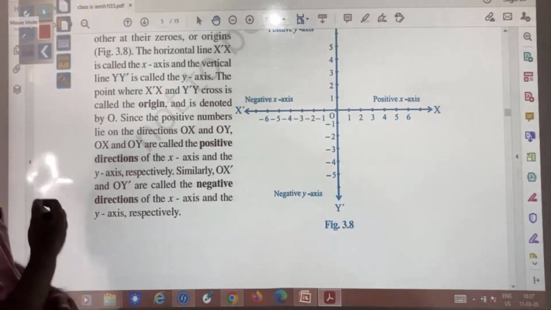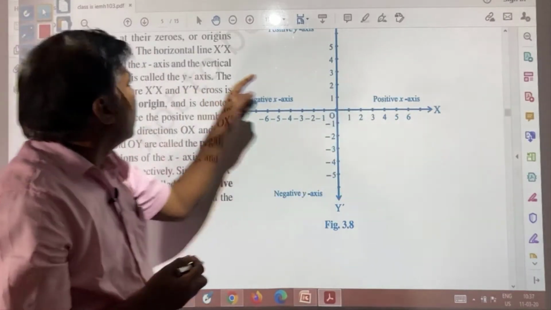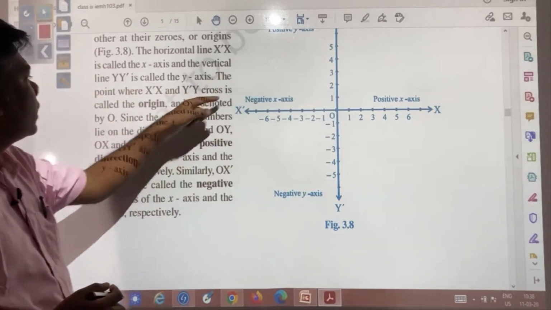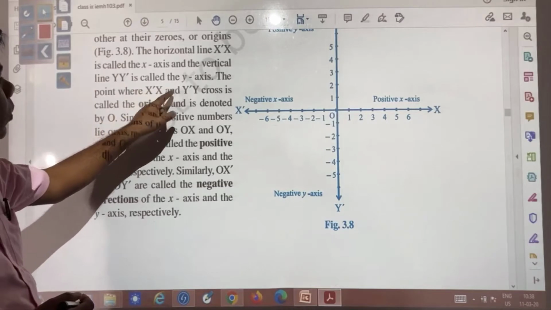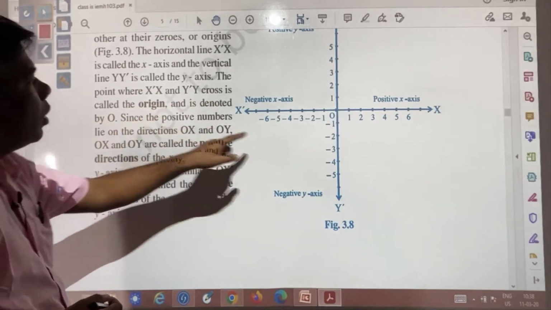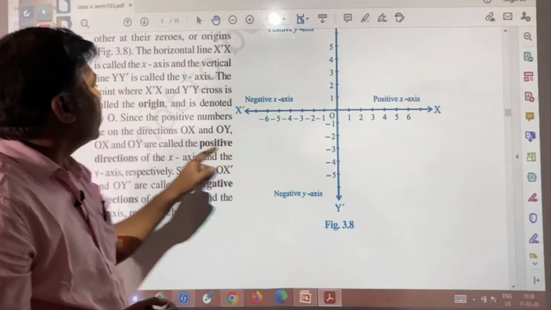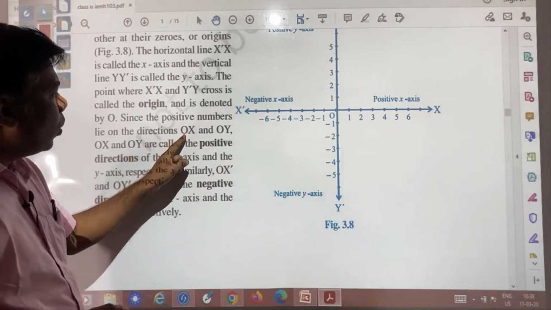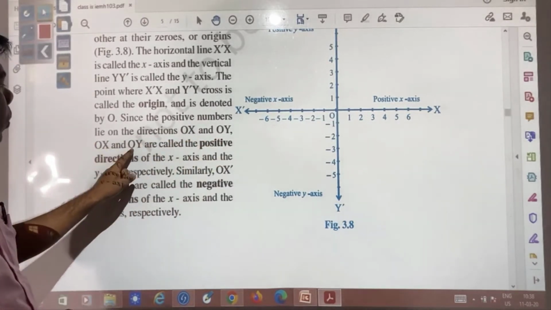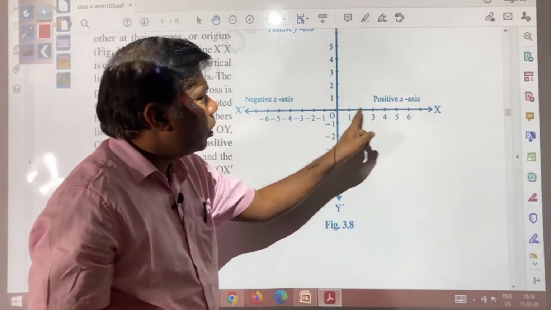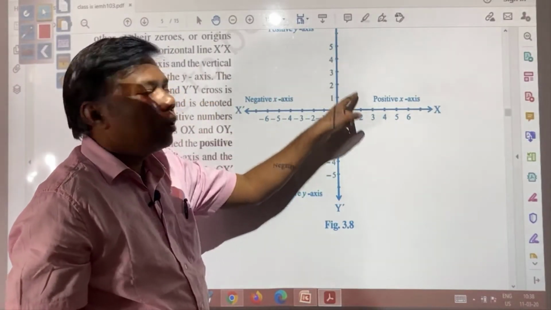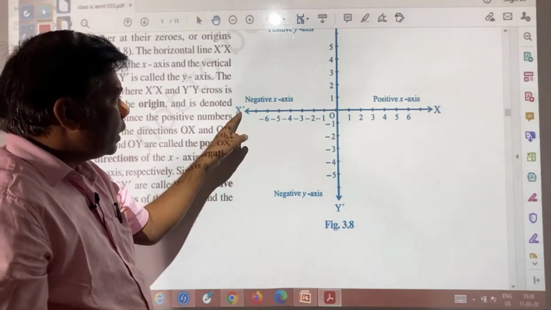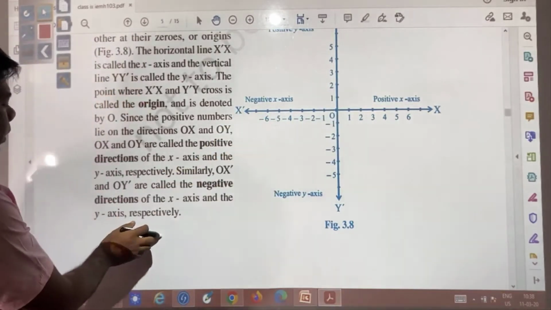Now the horizontal line x dash x is called the x-axis and the vertical line y dash y is called the y-axis. The point where x dash x and y dash y cross is called the origin. Just now I told you this is called the origin and is denoted by O. Since the positive numbers lie in the directions OX and OY, OX and OY are called positive directions, and just opposite to them, x dash and y dash, are called negative directions.